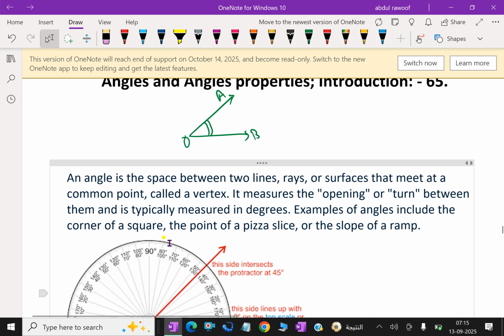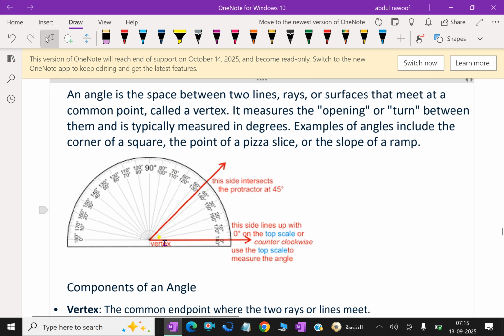These are angles formed. Look at here, this is a protractor. The vertex point is here, and match the line with this and here. So the angle is formed here. Components of the angle: the main components of an angle are the vertex and arms. These are arms. The vertex is the common point where the two rays or lines meet, and arms are the two lines or rays that form the angle. These are rays.